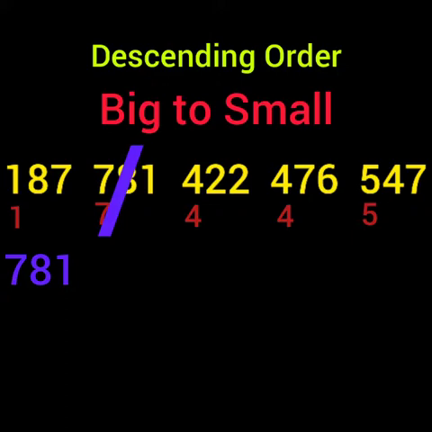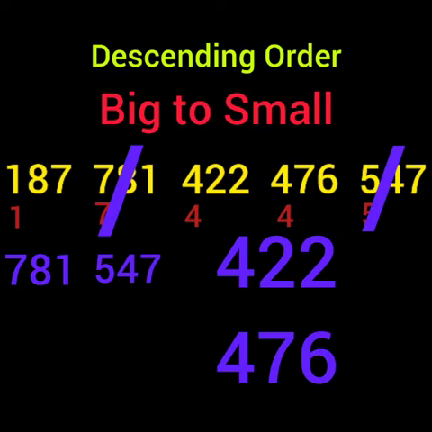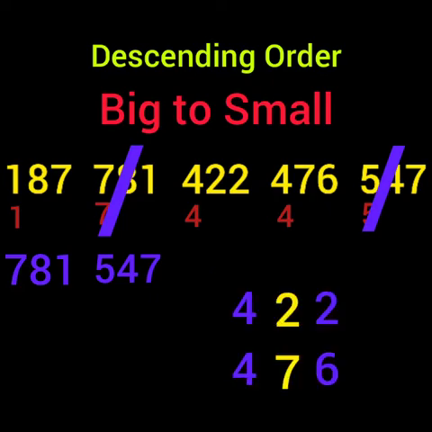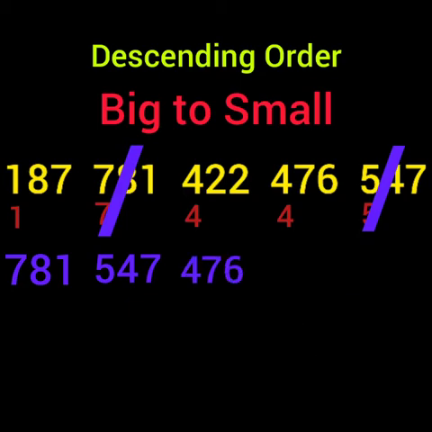Then which is the bigger number among the rest? Yes, 547. Since that number has the bigger number as the first digit, that number will be the bigger one. So we have to write 547 after 781. Then see here, two numbers are having 4 as the first digit. Then what do we have to do? We have to compare the second digit of those two numbers. Here 7 is greater than 2. So we have to write 476 as the next number.